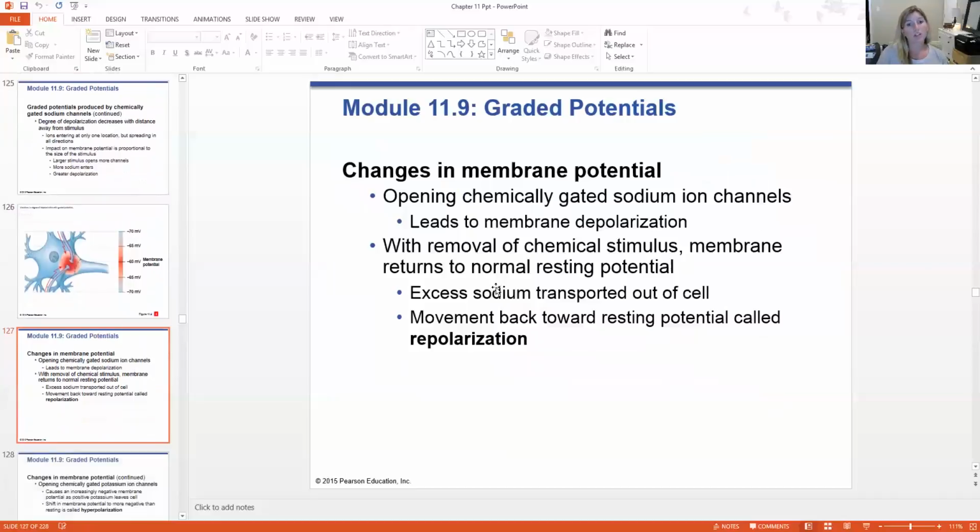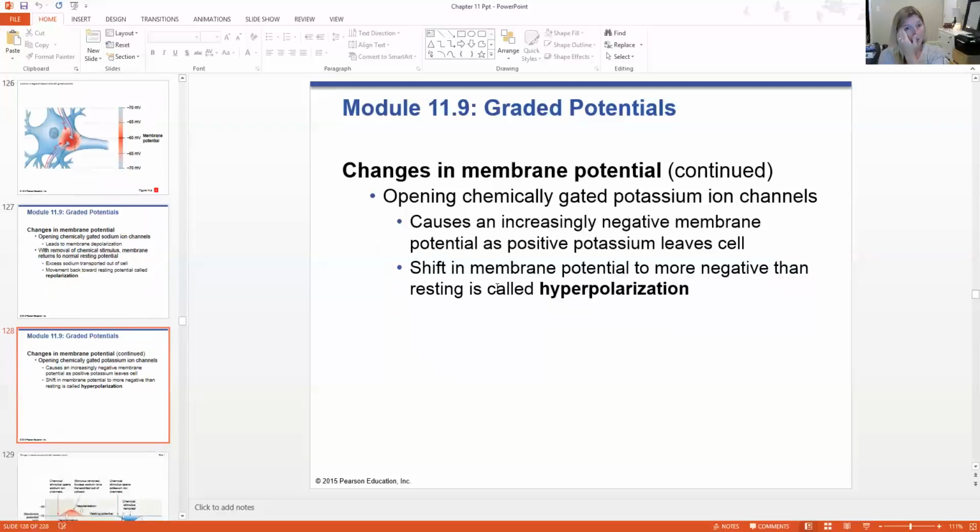So when there's a change in membrane potential, it could open the chemically gated sodium channels, which leads to membrane depolarization. When that chemical stimulus is removed, the excess sodium is transported back out of the cell, and then we get more and more negative, closer to resting membrane potential, which we call repolarization. The chemically gated potassium channels can stay open a little bit too long and let too much potassium out, and we call that hyperpolarization.